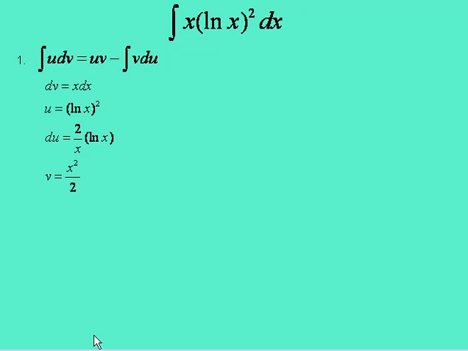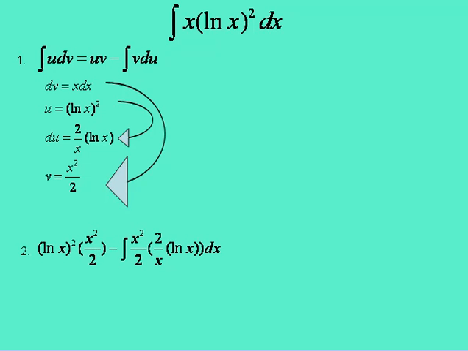Say ln of x right now. Ln of x. And dv is x dx, making v x squared over 2. Plug u, du, v, and dv into the formula, and you get ln of x squared times x squared over 2 minus the integral of x squared over 2 times 2 over x times the ln of x dx.